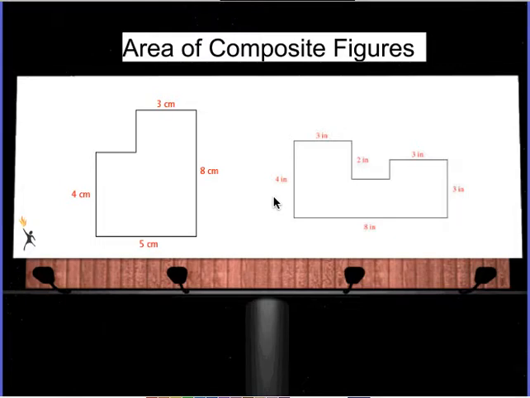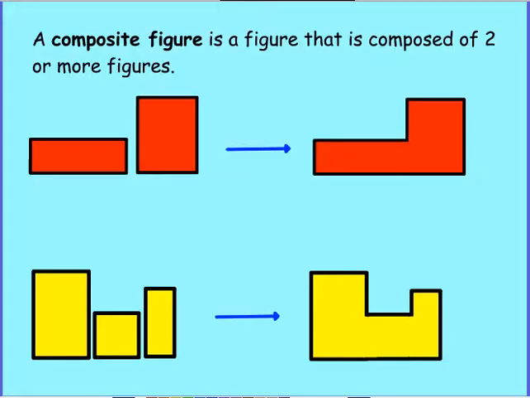Welcome to this lesson on finding the area of composite figures. So first we need to talk about what is a composite figure. A composite figure is a figure that is composed of two or more figures.